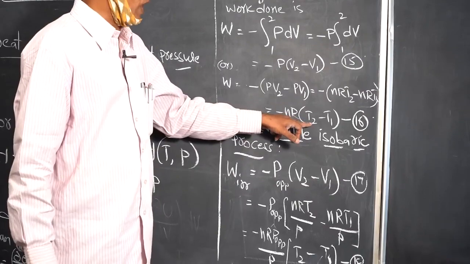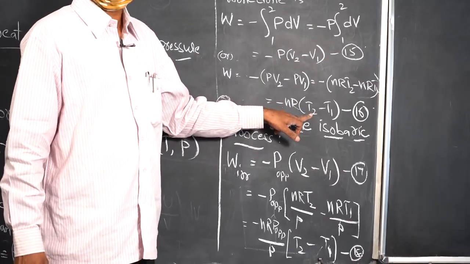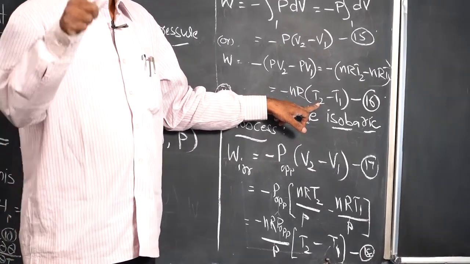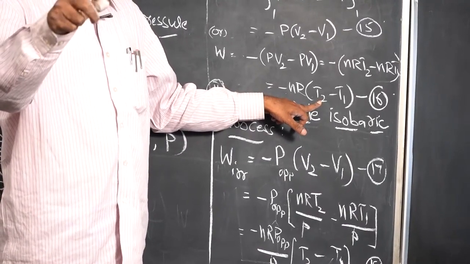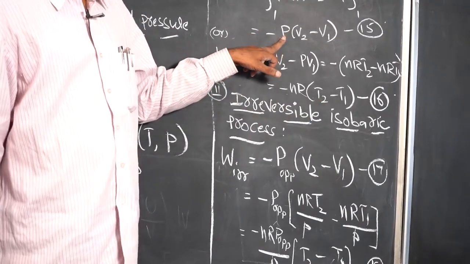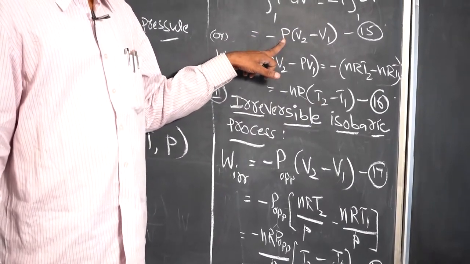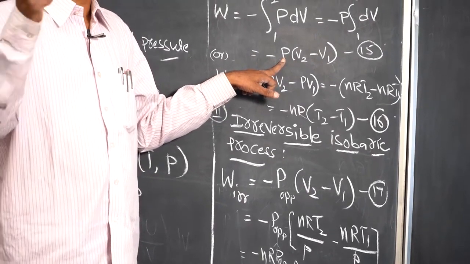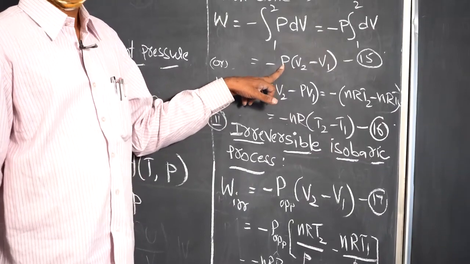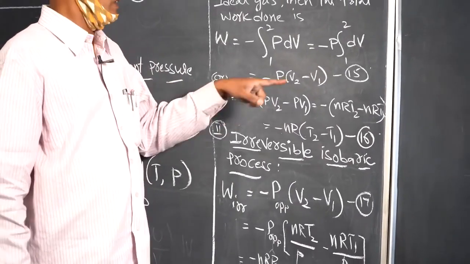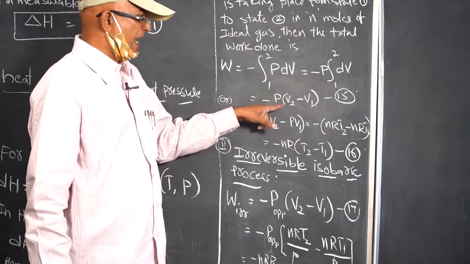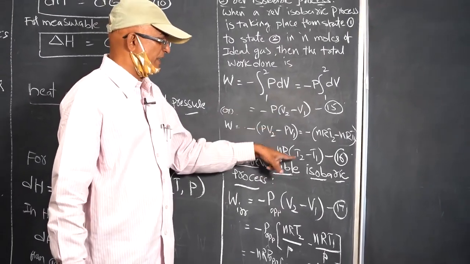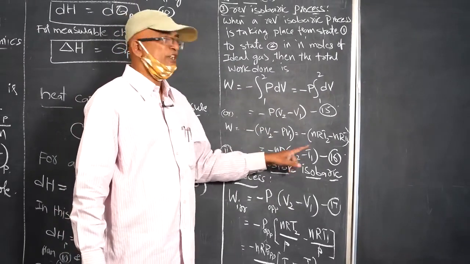But you can use this formula given by equation 16 only if the system is an ideal gas. But you can use equation 15 to calculate the work done in a reversible isobaric process, whatever may be the system. The system may be anything, you can use this formula. But if the system is an ideal gas, then this formula can be recast in this manner, minus nR into T2 minus T1.